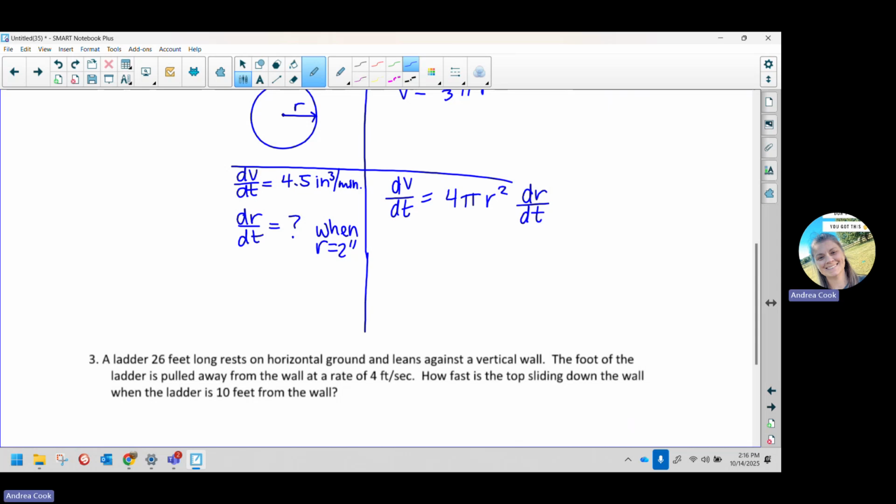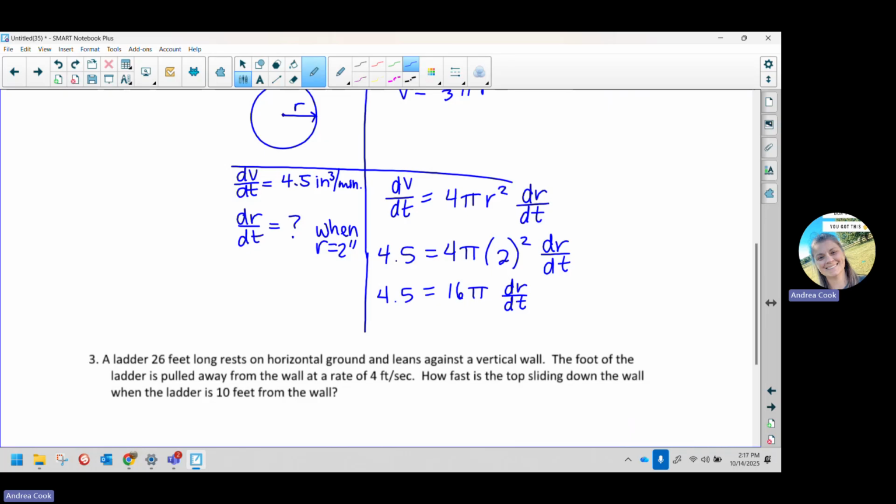Now I can plug in the values. So dV over dt, I'm going to put in 4.5. 4 pi, and instead of r, I'm putting in 2. And I'm looking for dr over dt. So 4.5 equals 2 squared is 4, times 4 is 16 pi. So divide by 16 pi. 16 pi is all in the denominator.